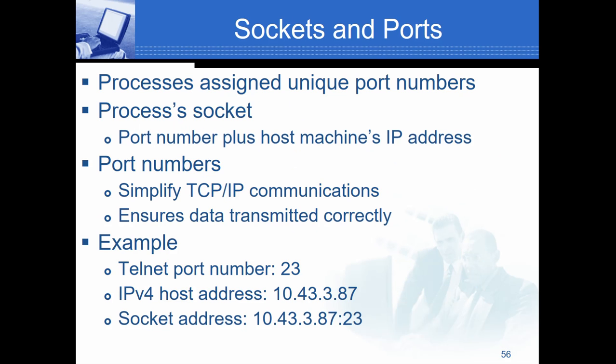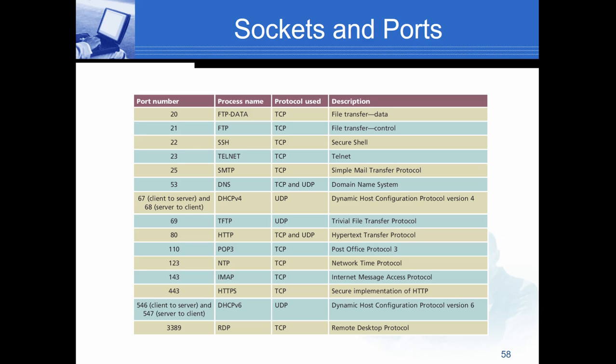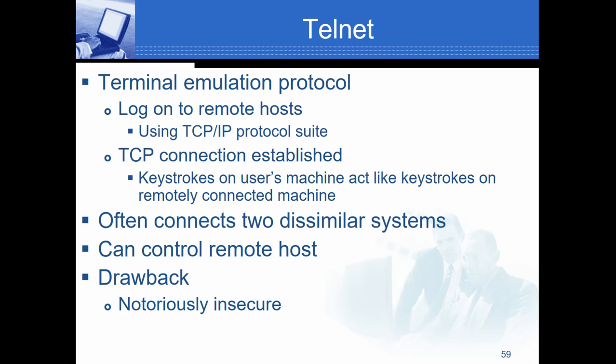Sockets and ports is really just a process that's assigned a port. A specific process gets a specific port, and a socket number is just the port plus the host machine address. So that's how you know what's going on. For instance, Telnet goes out on port 23, so the actual socket is going to be the IP address, and notice the colon 23. And these are the port ranges over here, up to 65,535. These are common port numbers. If you're taking the CompTIA exam, you probably want to know many of these right here.